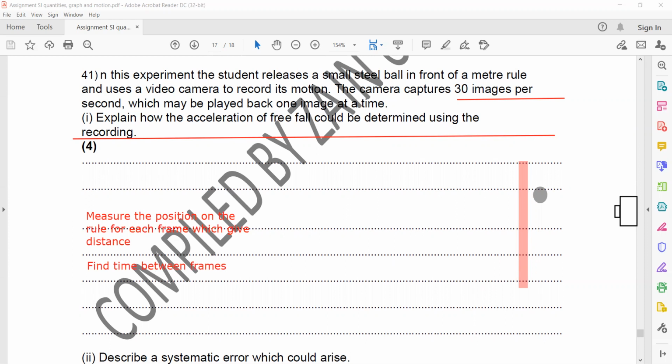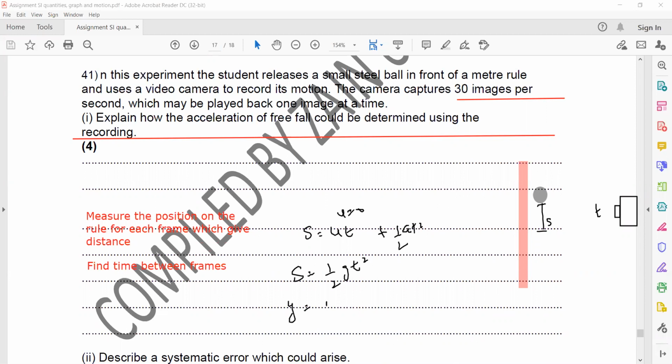So we have the distance and we have the time interval. So we can use s is equal to ut plus half at square, because we don't know the final speed. Initial velocity is 0. So if you use 0, it will turn out to be s is equal to 1 by 2 gt square. Acceleration is due to gravity.